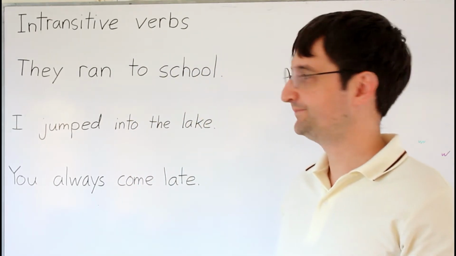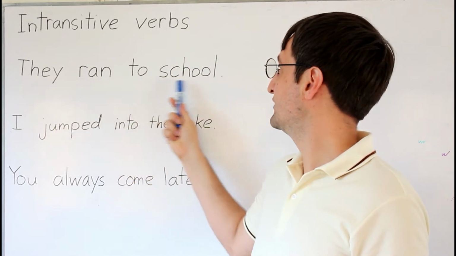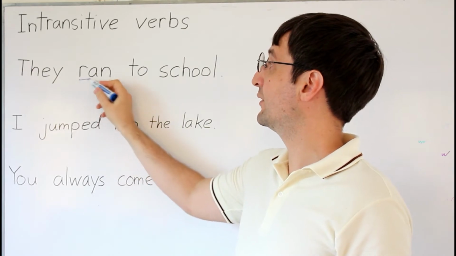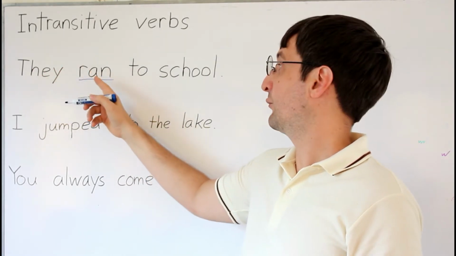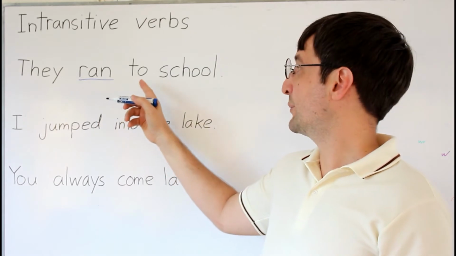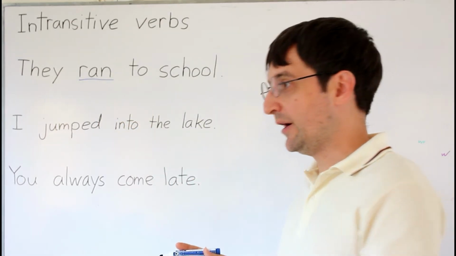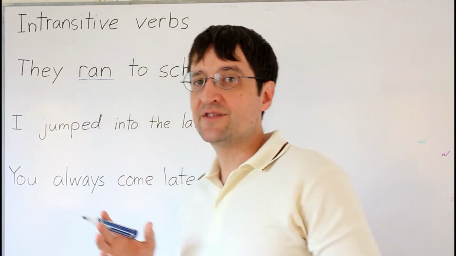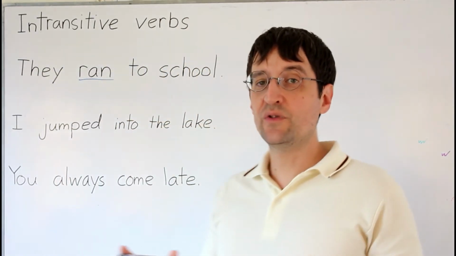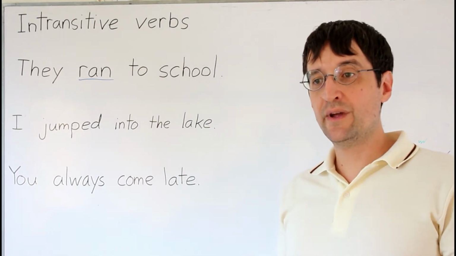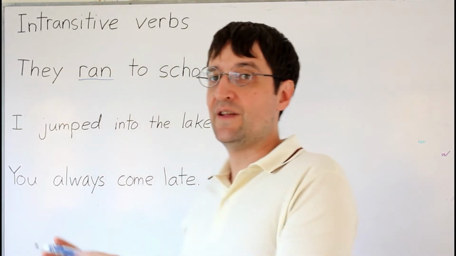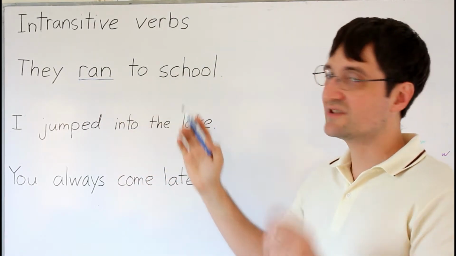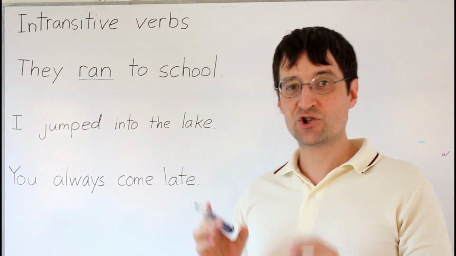Let's look at an example. They ran to school. So ran is an intransitive verb. The subject they, ran, and then we use a prepositional phrase to talk about where they ran. So they ran, we're talking about some people moving through the environment, and then we want to give more information, so we talk about the direction that they went, the place that they went.